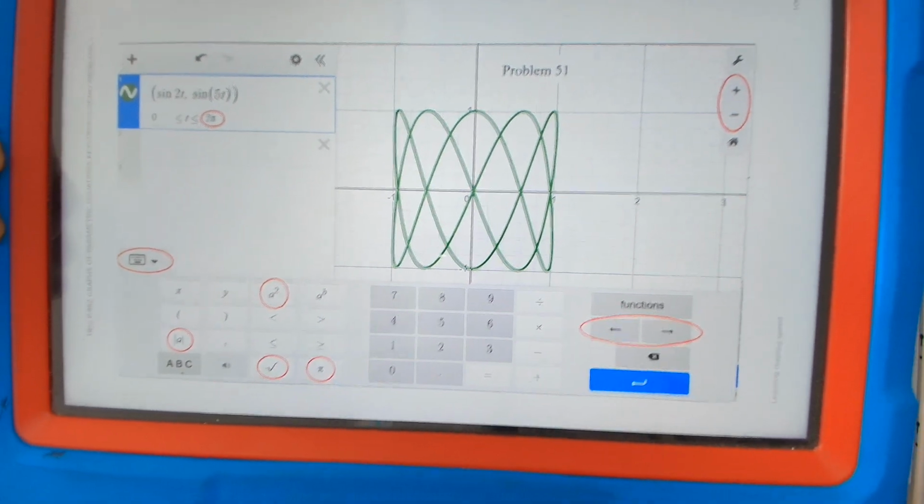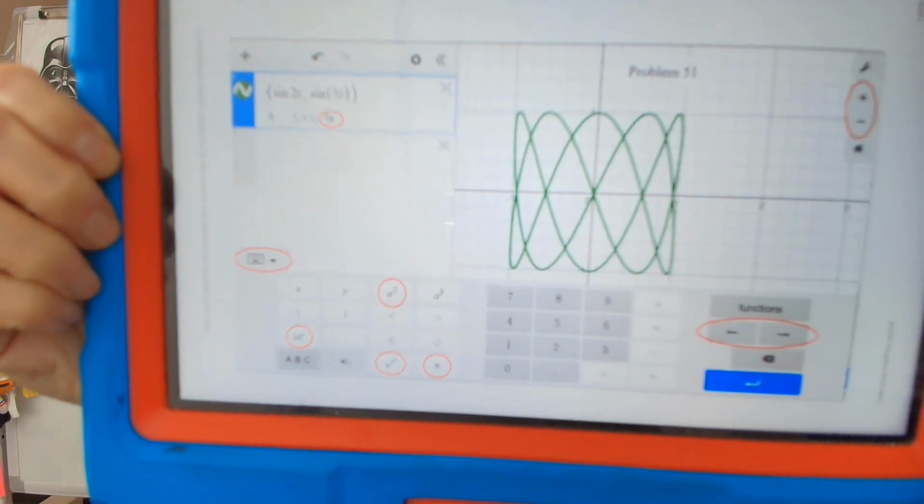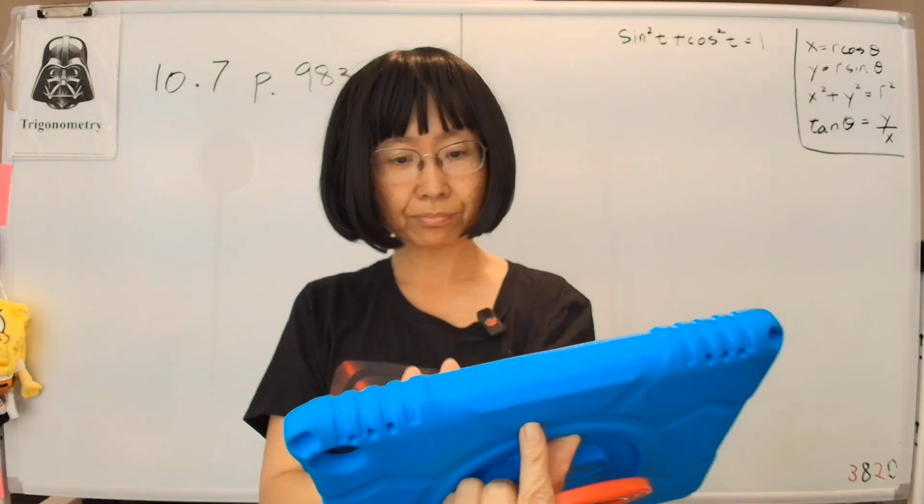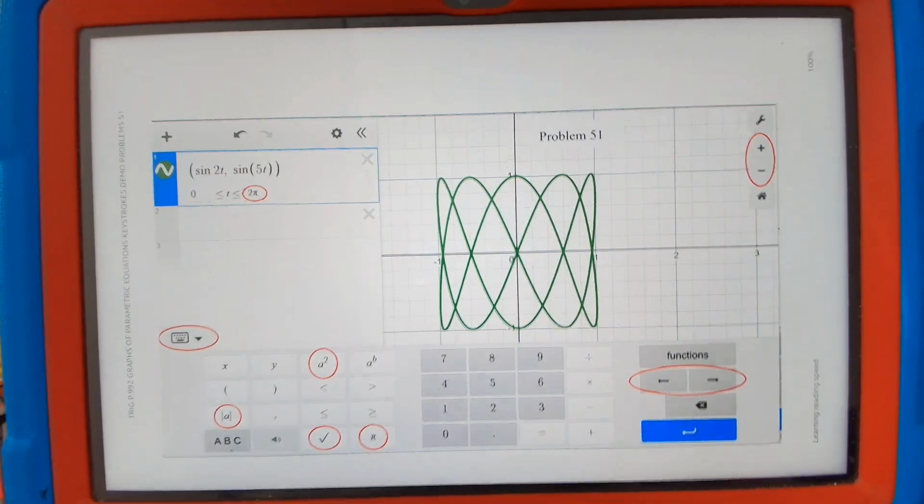Okay, that looks kind of fuzzy. Why is it so fuzzy looking? Well, anyway, let me check. I think that looks a little better.